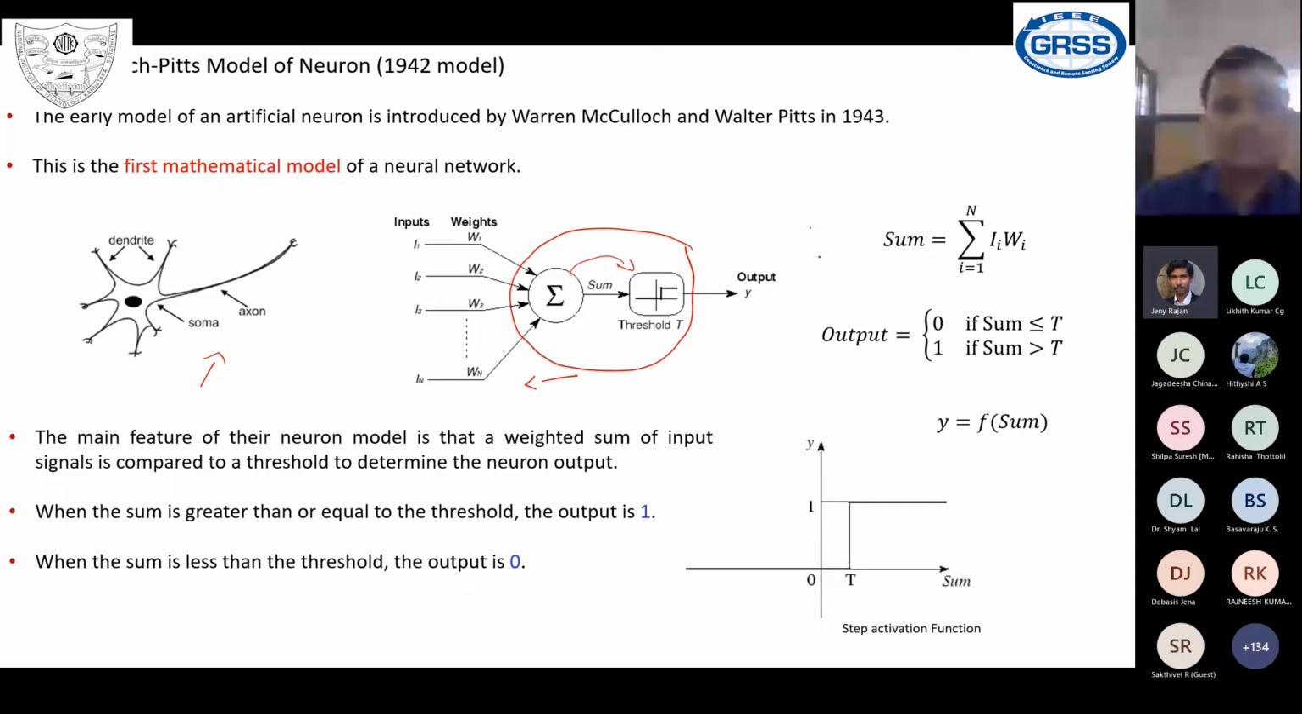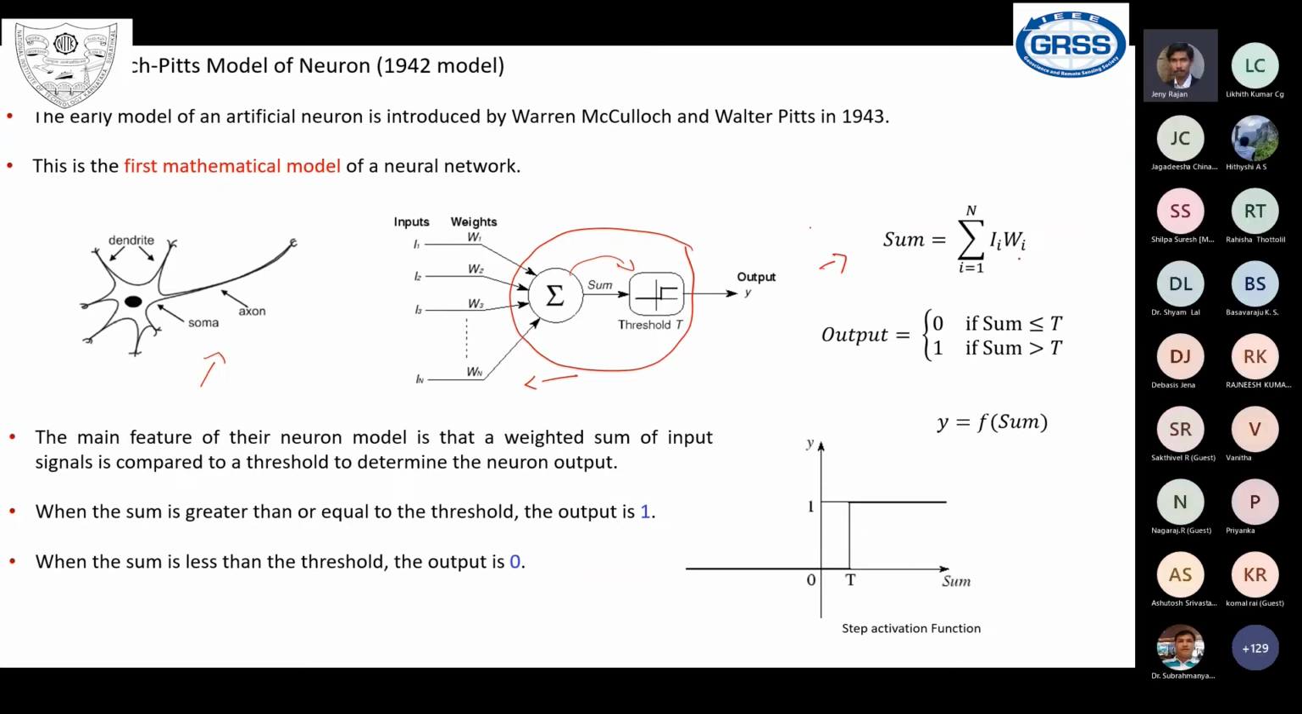So this can be described like this. First we will compute the weighted sum. We have n inputs, so we are going to compute the weighted sum, sigma i equals 1 to n, x_i w_i.